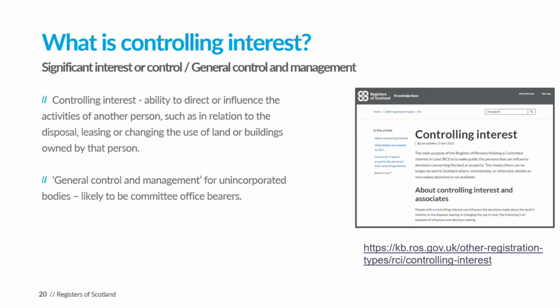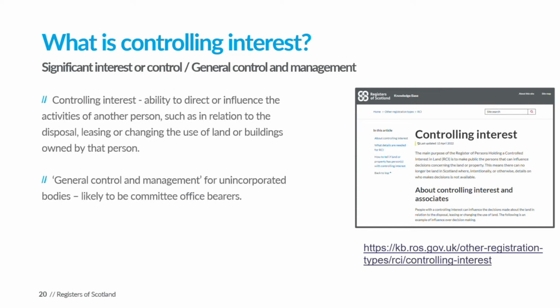What is meant by controlling interest? People with a controlling interest in land can influence the decisions made about the land, such as in relation to the disposal, leasing, or changing the use of land. The purpose of separating the information about a piece of land between who owns it and who has a significant influence in what happens to it is that the owner or tenant may not be the only one that makes these decisions. For example, it may be owned by an organisation like a church, sports club, or community group.